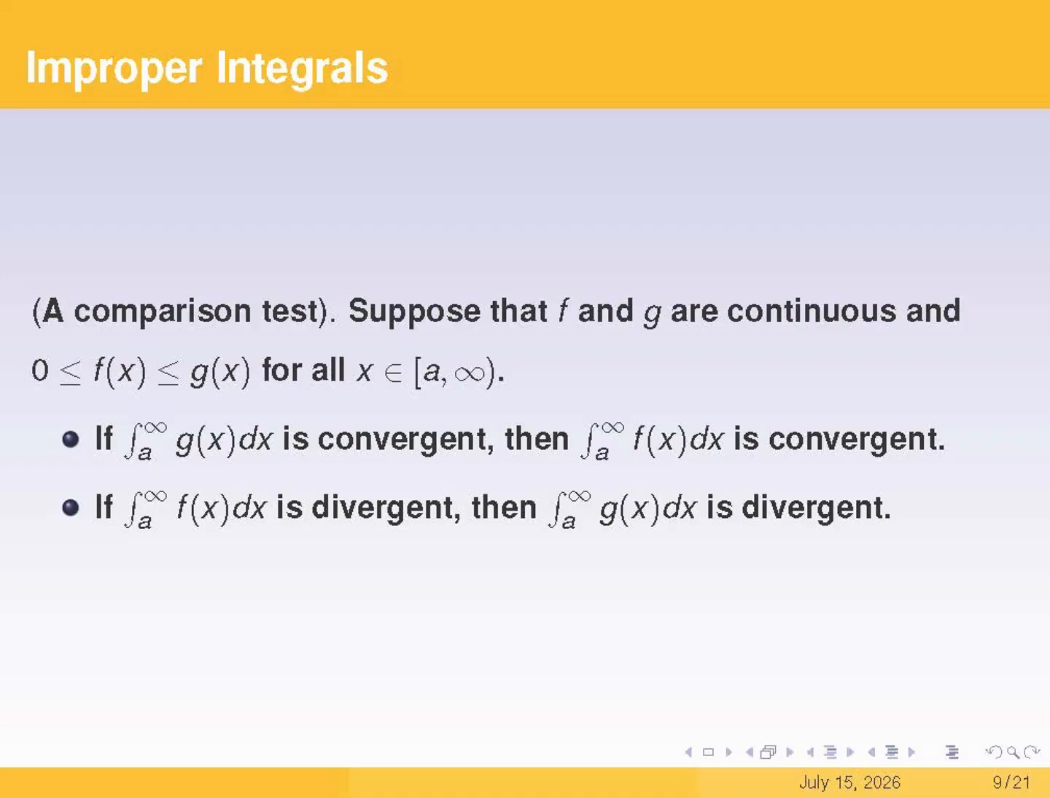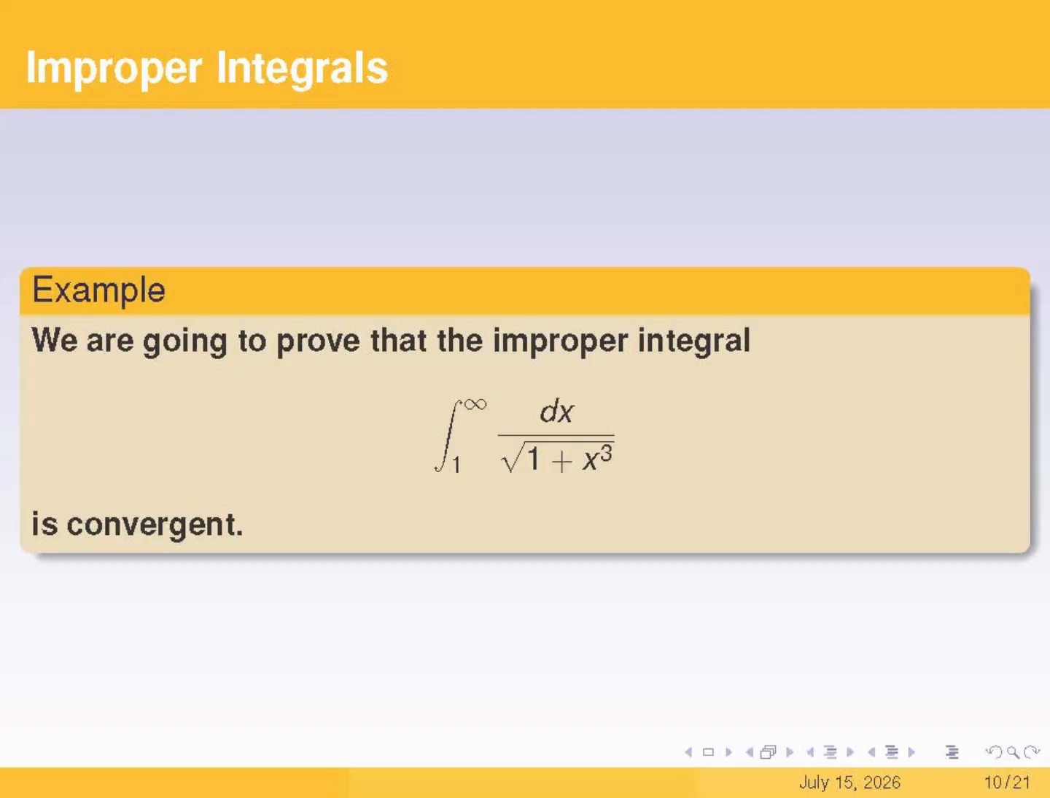This approach of testing for convergence or divergence is what we call the comparison test. Of course, this method relies on a rigorous mathematical proof, but we're going to skip that for now. In this example, we want to prove that the improper integral on the screen is convergent. Because we cannot actually calculate the exact value of this improper integral, we can only show that it converges. Here is the explanation why.